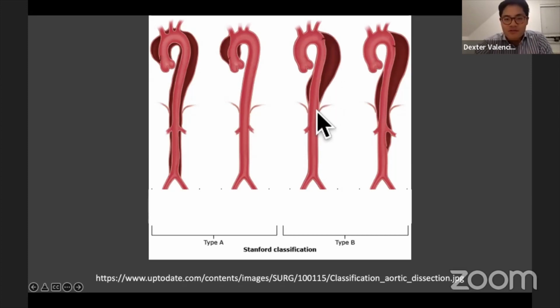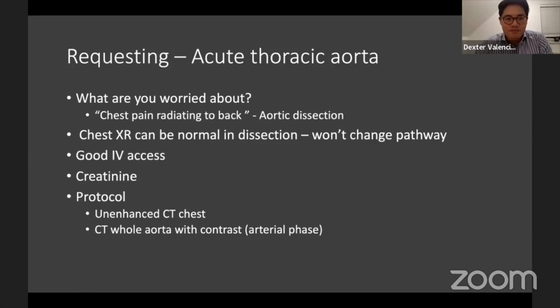Here we have one going towards the diaphragm. This one is a type B going into there. Type A, type B, the important landmark is this left subclavian artery. Anything before that involving the ascending is going to be type A. Anything distal is type B. And I'll come on to why that's so important.